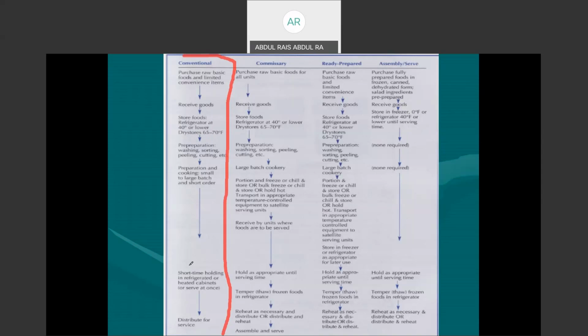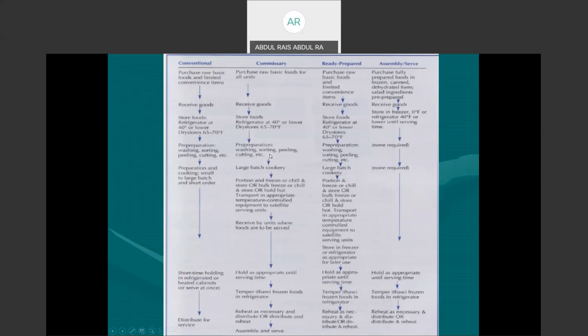And when the food is ready, it only goes through a short amount of holding time in a refrigerator or heated cabinets. And lastly, distribute for service, meaning immediately served to the customer.